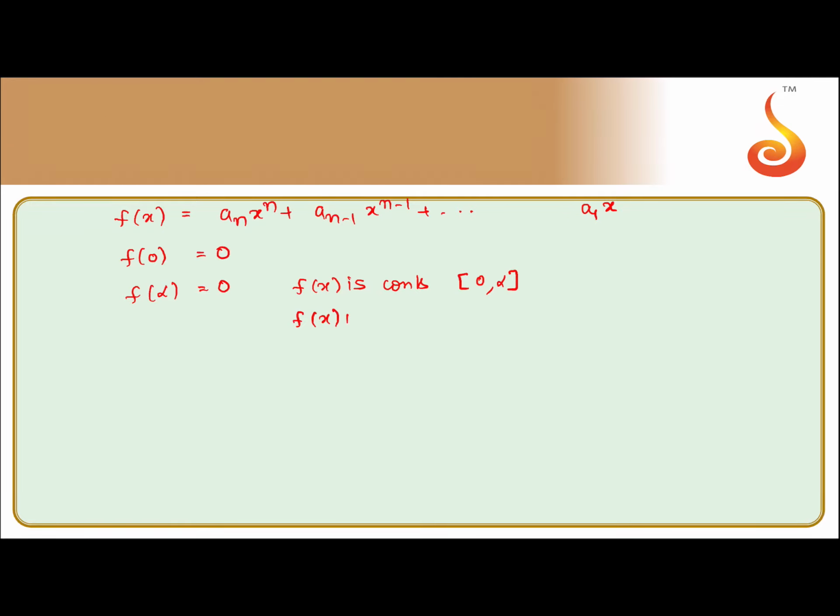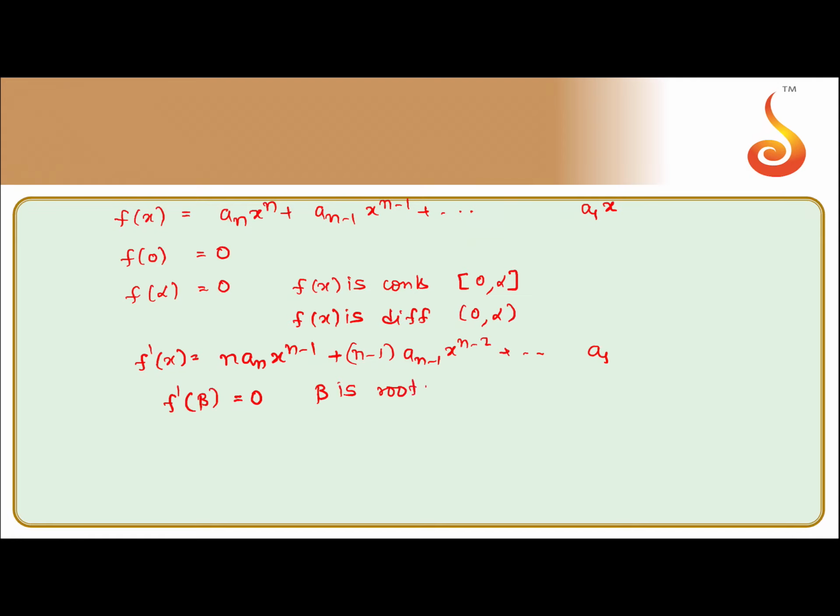f(x) is differentiable in the open interval (0, α). They have given f'(x) as n aₙ xⁿ⁻¹ + (n−1) aₙ₋₁ xⁿ⁻² and so on, up to a₁. So what they gave us is f'(β) = 0, which means β is a root of the above equation.